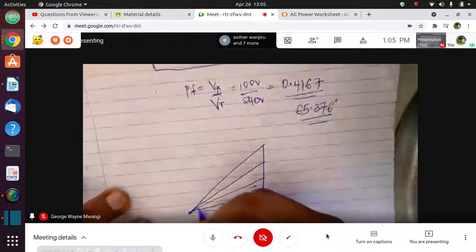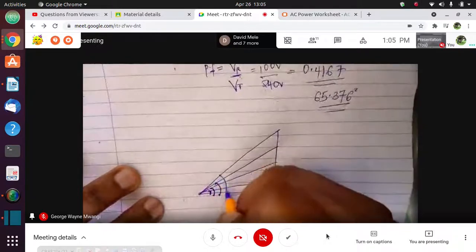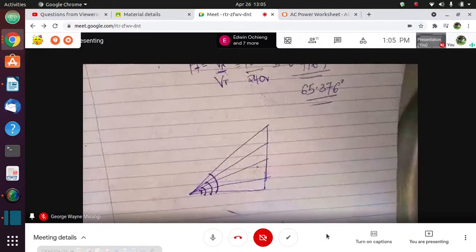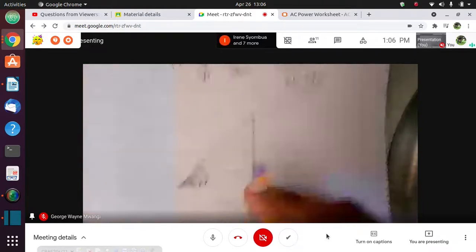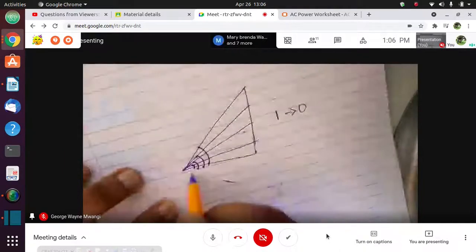As our angle here increases from 0 to 90, you'll find that our power factor will be reducing from 1 to 0. What do I mean? A purely resistive circuit has the voltage and the current in phase, which means that the angle here is 0.